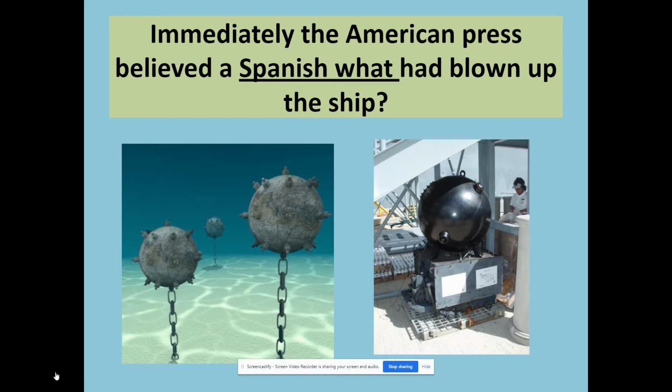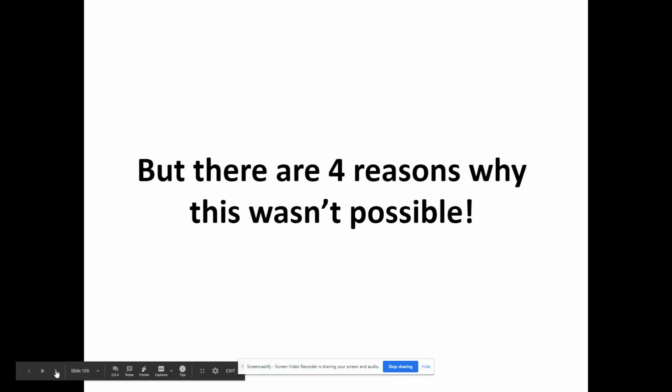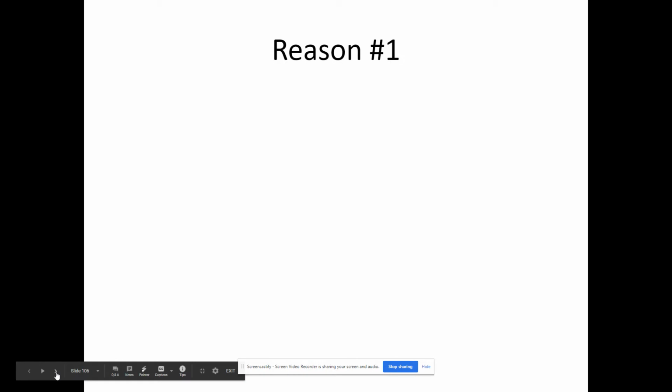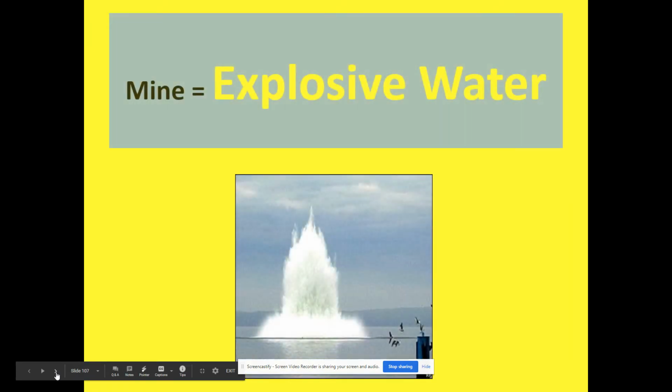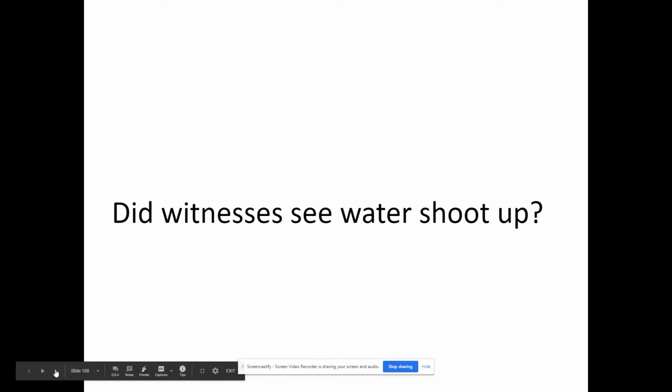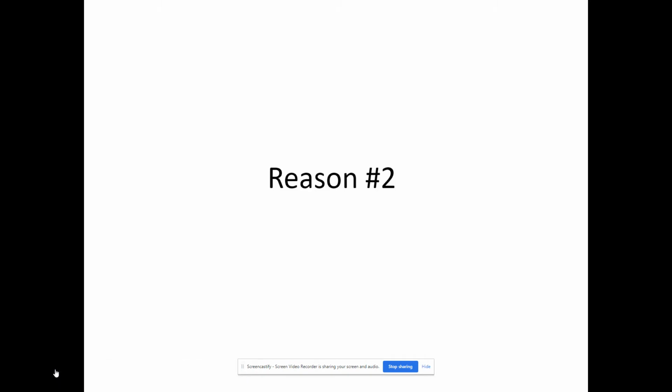Now, immediately, the American press believed a Spanish mine had blown up this ship, that it was Spain that did this. But there are 4 reasons why further research makes this seem unlikely and even impossible. Reason number 1, a mine is exploded within the water. Now, did witnesses around the harbor see water shoot up? They did not. They just saw the boat blow up. So it's unlikely to be a mine.